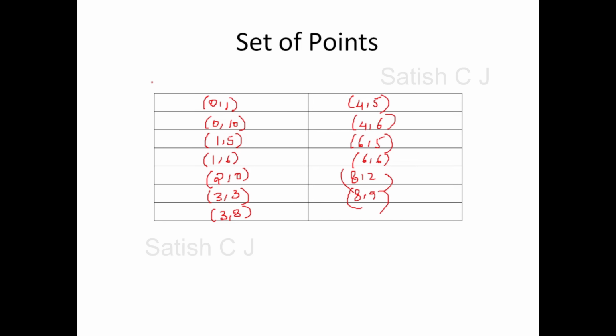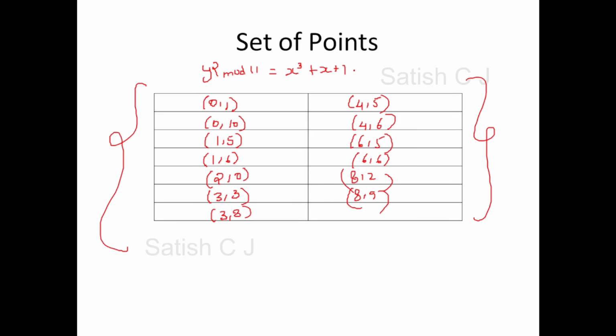So I've just listed all the points that we have found out, and all these points will satisfy this particular equation, right? y square mod 11 is equal to x cube plus x plus 1 mod 11. So this equation represents the elliptic curve that will be constructed over the finite field, the set of all integers mod 11. I hope you are very clear with how to find the points on a curve constructed over a finite field.